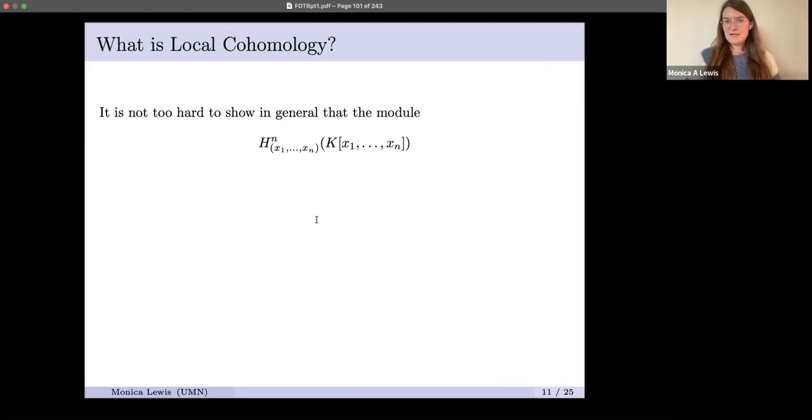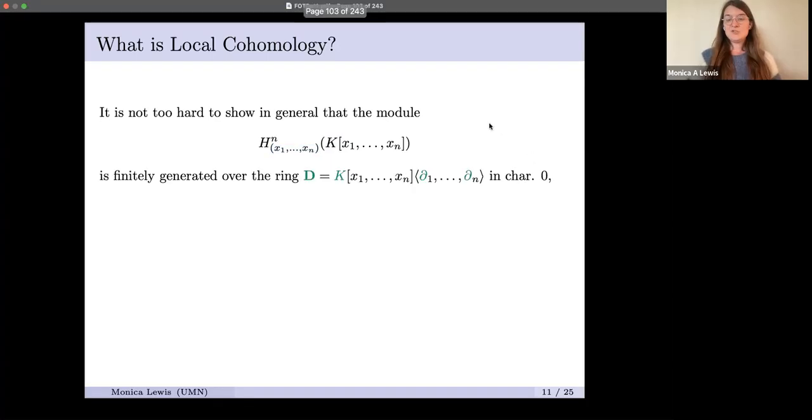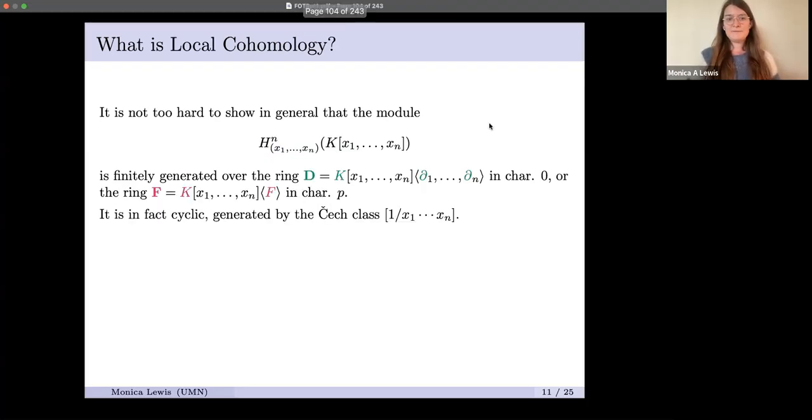And in fact, if you were to sit down for a bit and try to show it directly, you would not have a super tough time proving that if you take your polynomial ring in n variables and form top local cohomology, that is to say local cohomology with superscript n with respect to the ideal generated by x1 through xn, so that's the homogeneous maximal ideal, you get a finitely generated module either over the ring of differential operators in characteristic 0, or the ring of Frobenius operators in characteristic p. It is in fact a cyclic module where the generator is just the Čech cohomology class 1 over the product of the x's. And this can be proven in a very direct way.